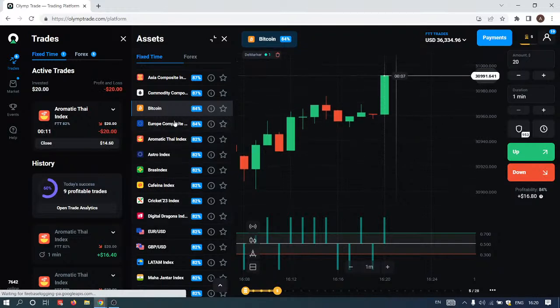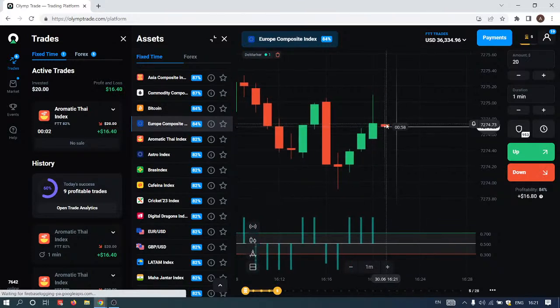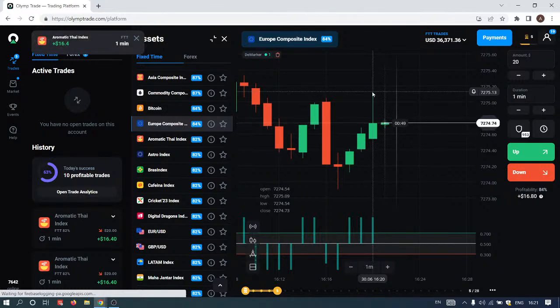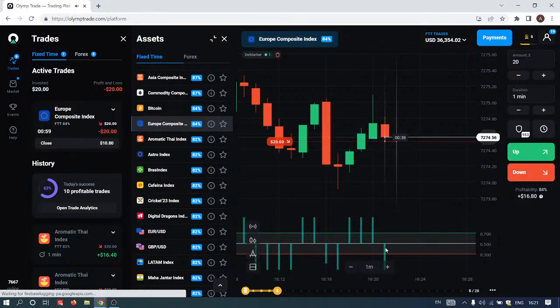Alrighty, guys, let's go ahead and move to our Europe Composite Index. That'll be our next asset for analysis and for trading. So Europe Composite Index, right, here we are. So we have this quasi pin bar looking candlestick, and there was this reversal candlestick or pin bar. All right. Here we have a signal. The signal appears, and you open the trade.